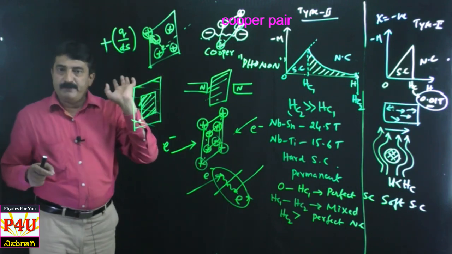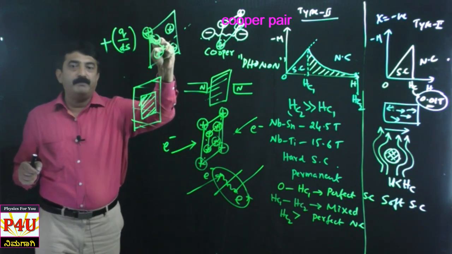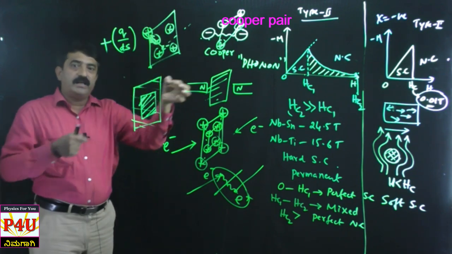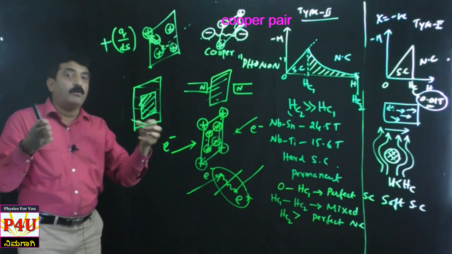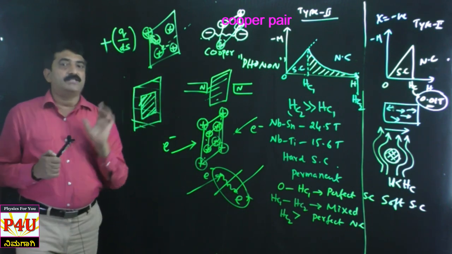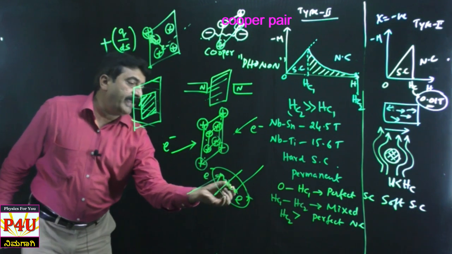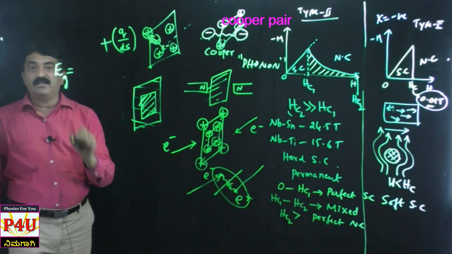With the help of lattice plane, what actually happens? When an electron arrives here, all the positive charges will be crowded, the density increases, so electrons get attracted, and therefore there arises a sort of virtual bonding between them. This is a low temperature phenomenon. In order to break this bonding, we have to supply some energy, that is called the energy gap.